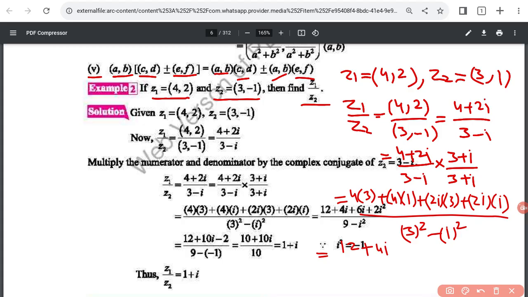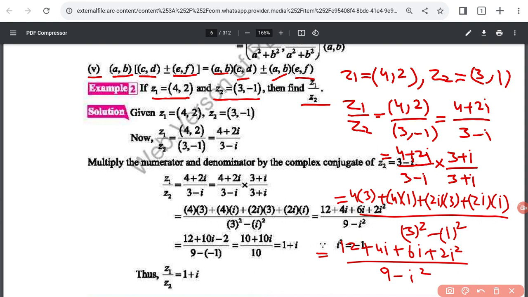Then we have 6 iota, and then we have 2 plus 2 iota square over 9 minus iota square.